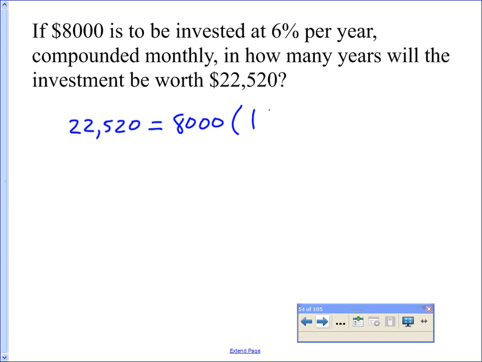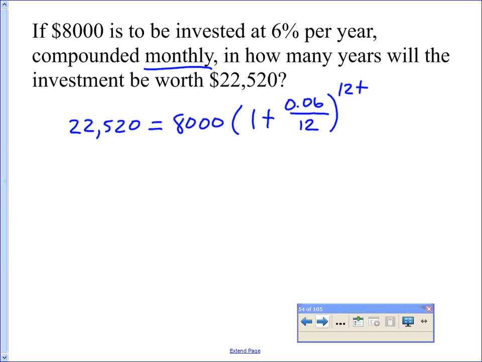This is going to be compound interest, so it's 1 plus our rate, which is 0.06, over the number of times compounded per year, which is 12 in this case because it's compounded monthly, and raised to the number of times compounded times the amount of time. T is what we're trying to find here. Okay, so we just need to begin simplifying this.